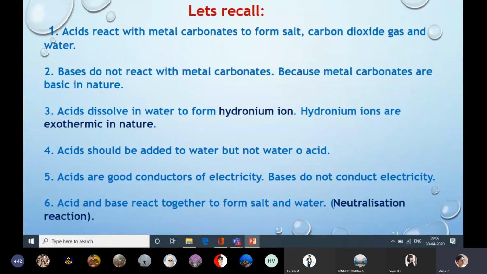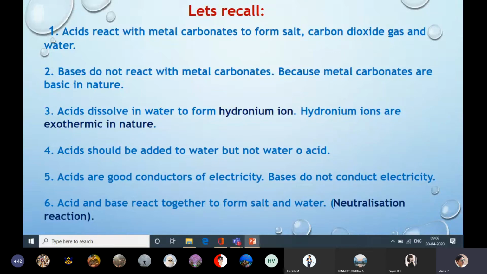And the last part was about neutralization reactions. So what is a neutralization reaction? When acid and base are added together, they neutralize the effect of the acid as well as the base to give salt and also water. This water is formed by the H plus from the acid and OH minus from the base. When H plus and OH minus combine, they result in the formation of a water molecule. That is the reason the reaction between acid and base is called a neutralization reaction.